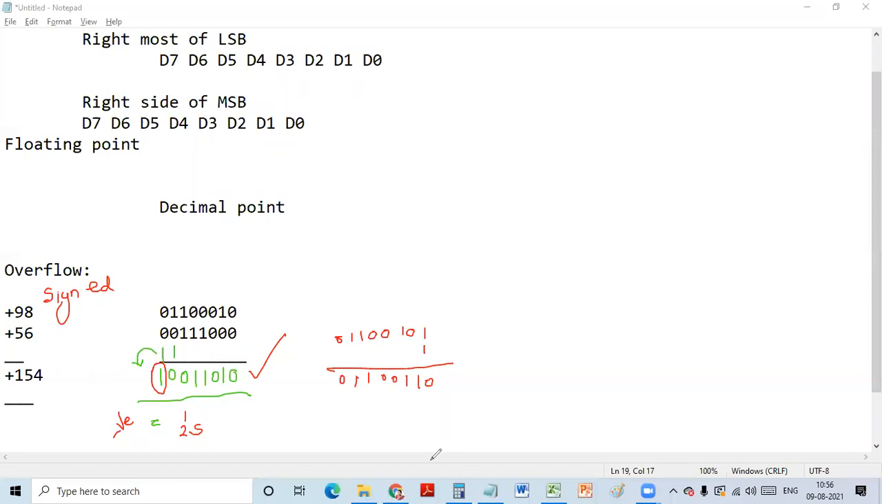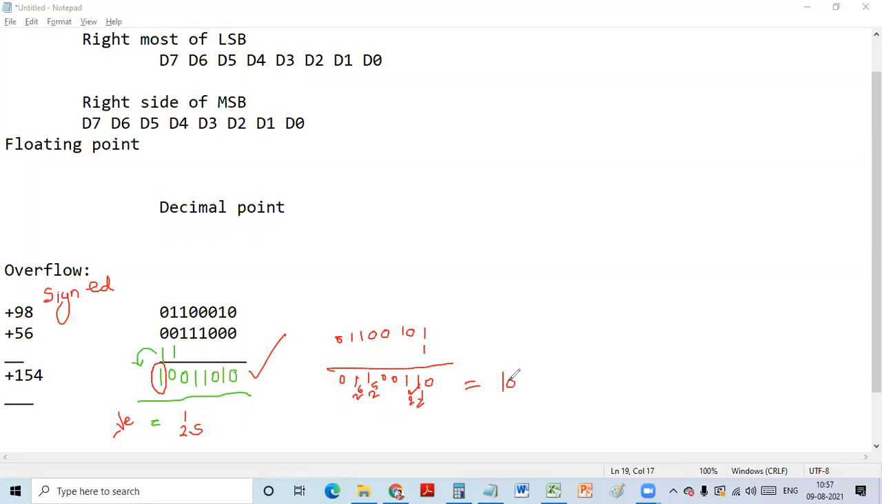Okay, right? Now apply powers of 2. So this is 2 power 0, 2 power 1, 2 power 2, 2 power 3, 2 power 4, 2 power 5, 2 power 6, 2 power 7. 2 power 6 is 64 plus 32 plus 4 plus 2. How much? 102, ma'am. 102.